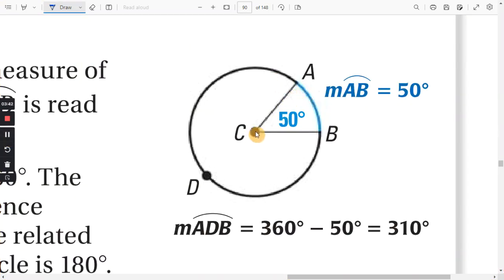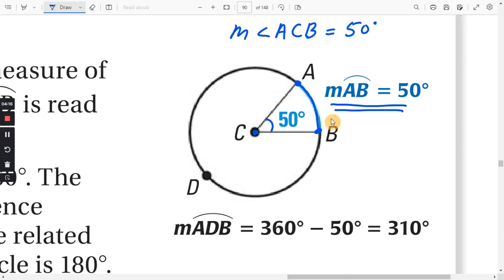Okay, so right here, they said circle C, so C is the center, and ACB is a central angle. Okay, we can see that angle ACB is 50 degrees. So the measure of angle ACB equals 50 degrees. Okay, as a result, the measure of that arc from A to B, that's a minor arc, is also 50 degrees. Okay, so the measure of the arc matches the measure of the angle.